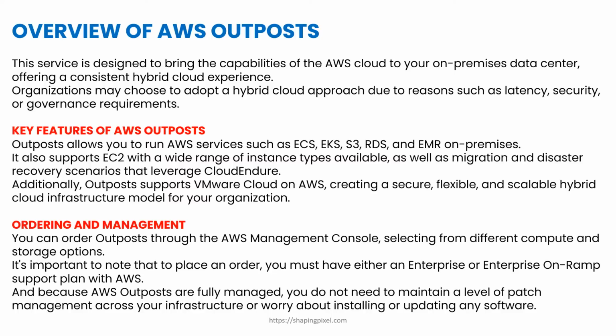You can order Outposts through the AWS Management Console, selecting from different compute and storage options. It's important to note that to place an order, you must have either an Enterprise or Enterprise On-Ramp support plan with AWS. And because AWS Outposts are fully managed, you do not need to maintain a level of patch management across your infrastructure or worry about installing or updating any software.